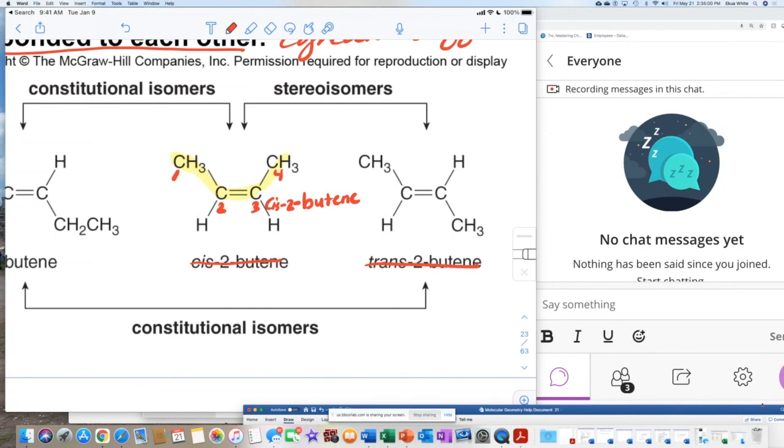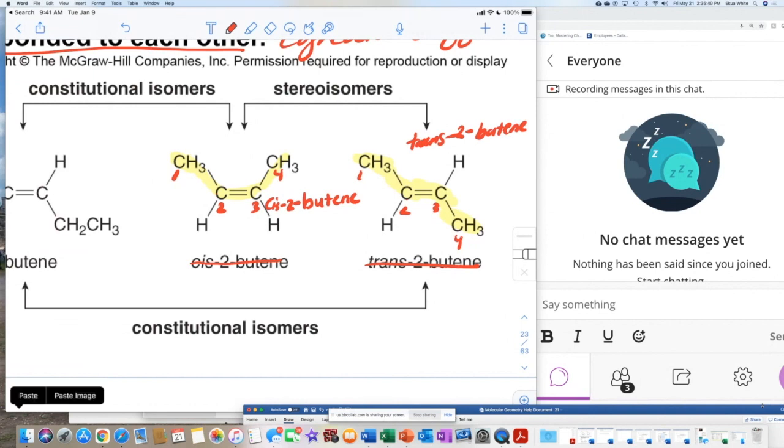Okay? And then you have this other one here, same thing. Find the longest chain. It goes from here all the way down here. Okay? Number it. 1, 2, 3, 4. Where's the double bond? Oh, I forgot to name my longest chain. Butene also. Okay? 2-butene, carbon 2, right? And then because of the large groups being opposite to each other, you have what I call the dance move, right? Dancing fever. Anyway, you have the diagonal arrangement. This is going to be trans. Right there.